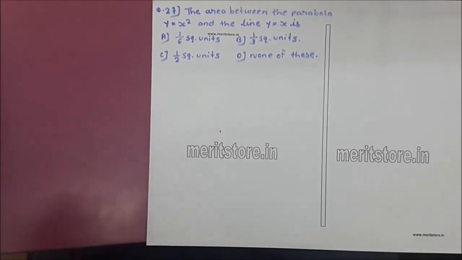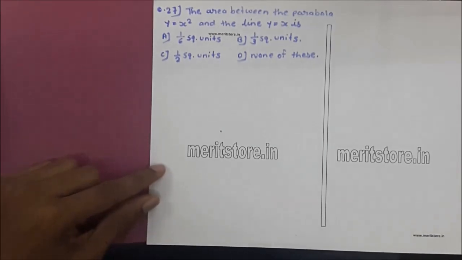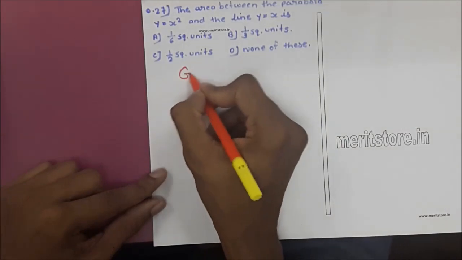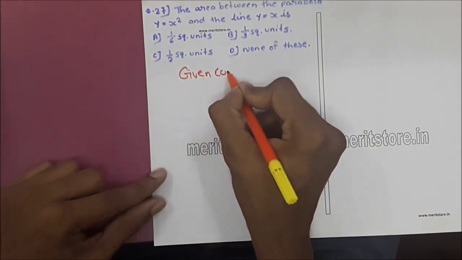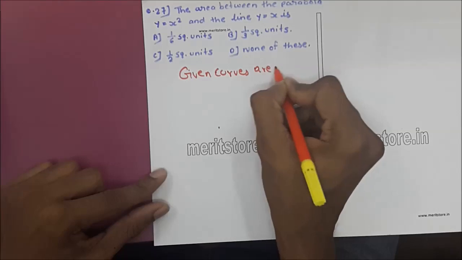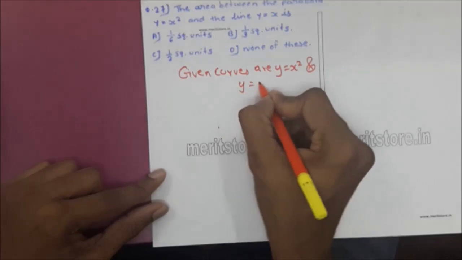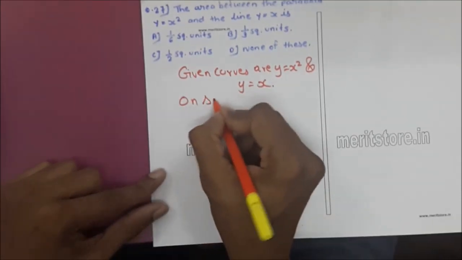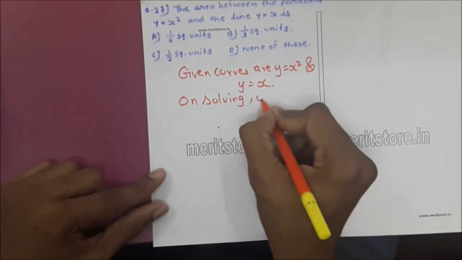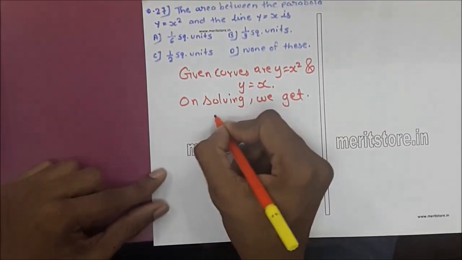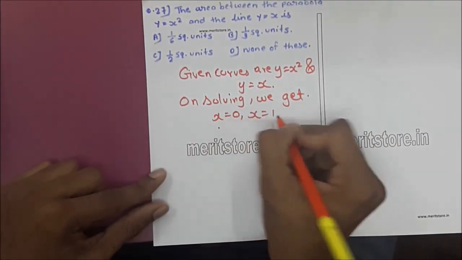Question 27. The area between the parabola y is equal to x square and the line y is equal to x is. We have four options, that is A 1 by 6 square units, B 1 by 3 square units, C 1 by 2 square units, and D none of these. Given curves are y is equal to x square and y is equal to x. On solving we get x is equal to 0, x is equal to 1.